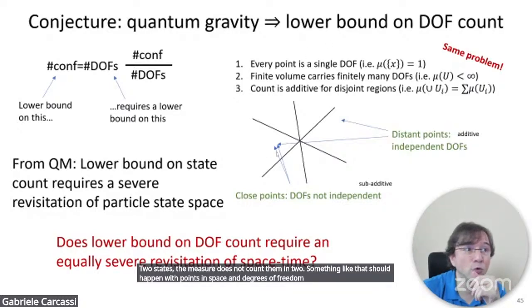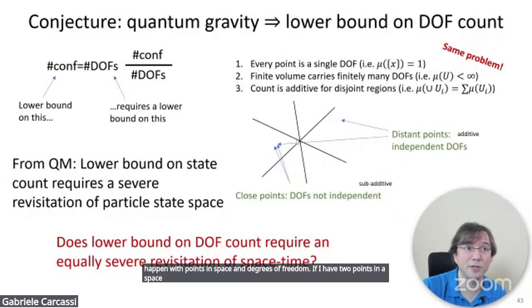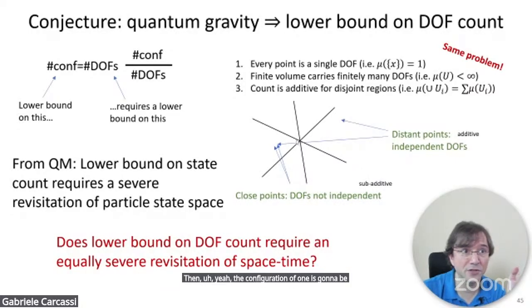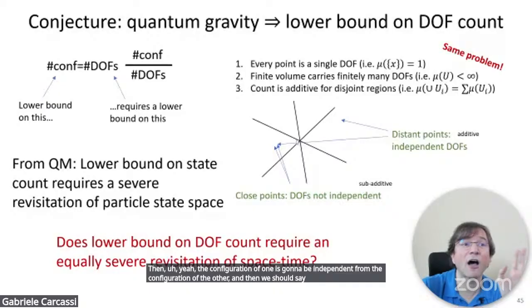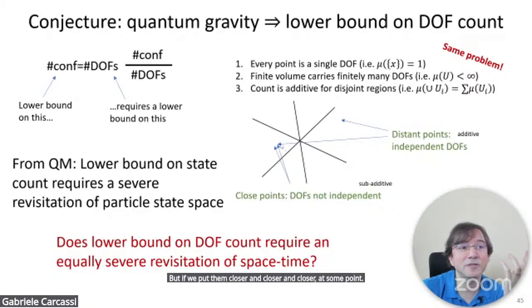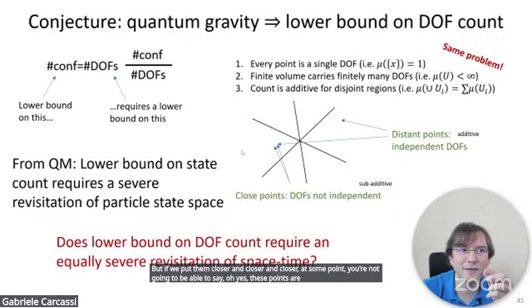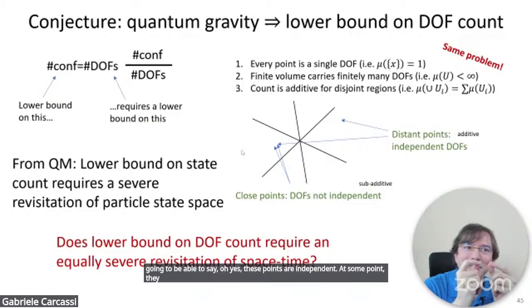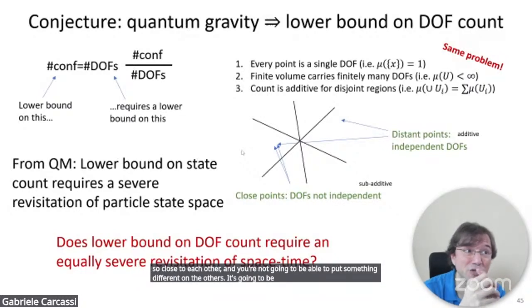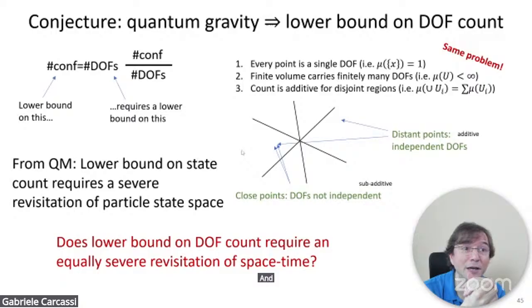If I have two points in space that are very distant from each other, then the configuration of one is going to be independent from the configuration of the other, and we should say, okay, those are truly independent degrees of freedom. But if we put them closer and closer, at some point you're not going to be able to say these points are independent. They are going to basically become the same degrees of freedom, because they're so close to each other, and you're not going to be able to put something different on the other. There's going to be a strong correlation between them, and they're not going to be independent.